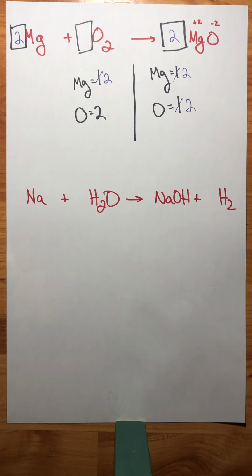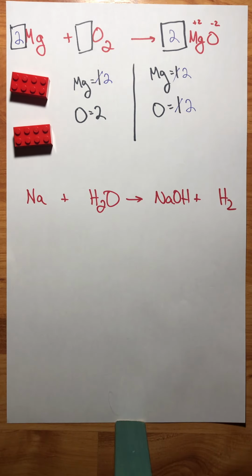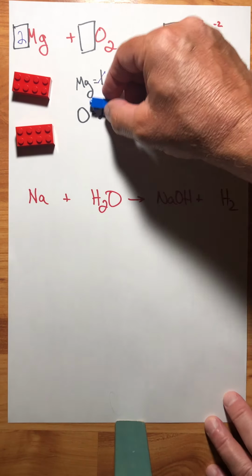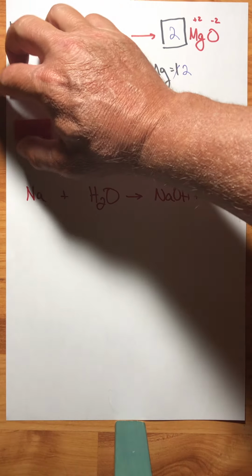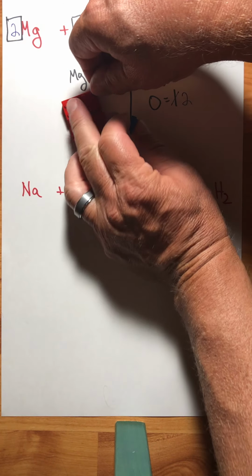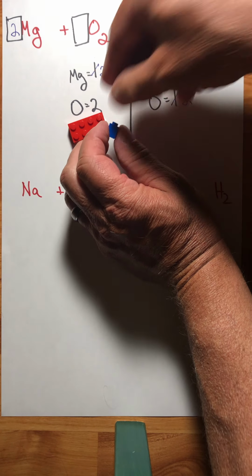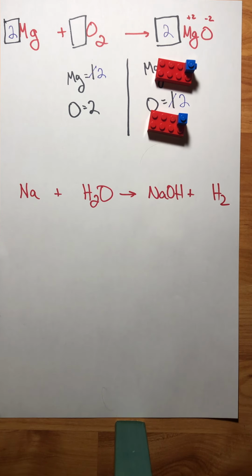Now, when we go with Lego pieces, look what would happen. If I had 2 magnesiums and one oxygen molecule, right? And then they go through a chemical reaction, they're all going to get together. The oxygens are going to break apart and form 2 magnesium oxides. And all the Lego pieces are accounted for. So that's basically why we balance: to make sure that the number of atoms we start with are the exact same number of atoms that we finish with.